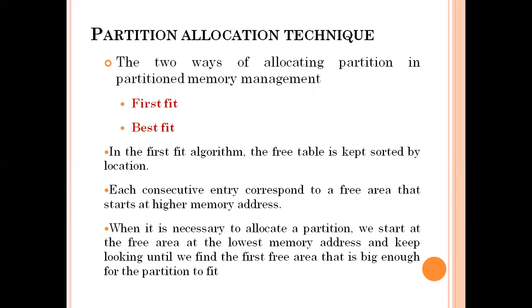When it is necessary to allocate a partition, we start at the free area at the lower memory address, because the first line starts at one address, the second line starts at a higher address, the third line starts at a still higher address, and so on. So we keep on searching the table row by row. If the first partition itself is suitable, we allocate that partition. If the first partition is not suitable, then we go for the second partition. If the second partition is big enough to allocate the job, we allocate it. So we keep on looking until we find the first free area that is big enough for the partition to fit.